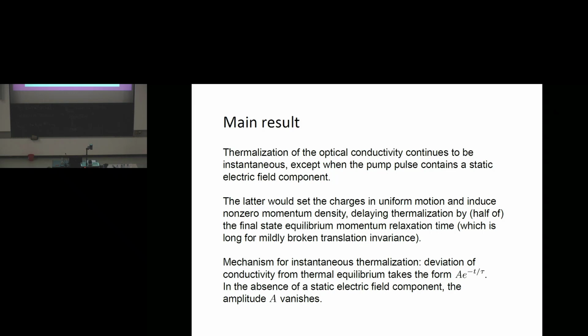Now, what is the mechanism behind this instantaneous thermalization? Well, roughly speaking, the deviations from equilibrium will be of the form some amplitude times an exponentially decaying function. And in the absence of a DC component of the pump pulse, it turns out that the amplitude of this deviation will vanish. So it's not the case that this decay constant tau will be small. Tau will be large as usual because momentum is almost conserved. The point is that you simply don't excite this mode because it has zero amplitude unless there is a DC component in the pump.